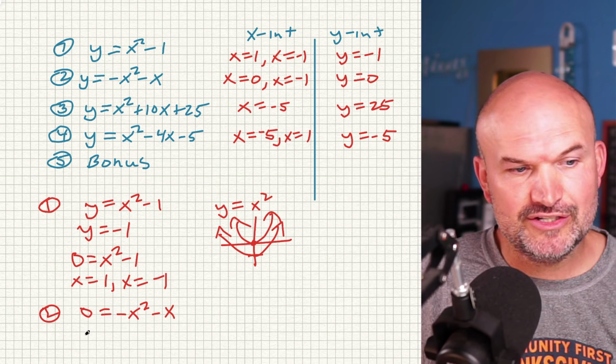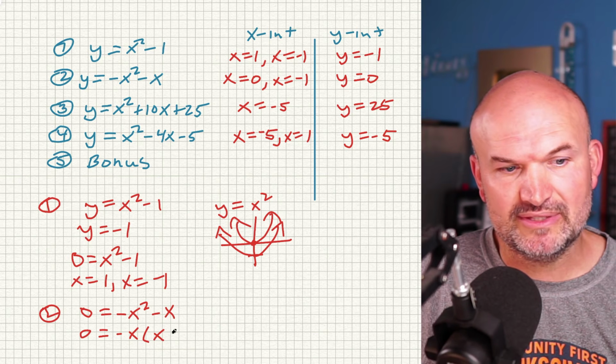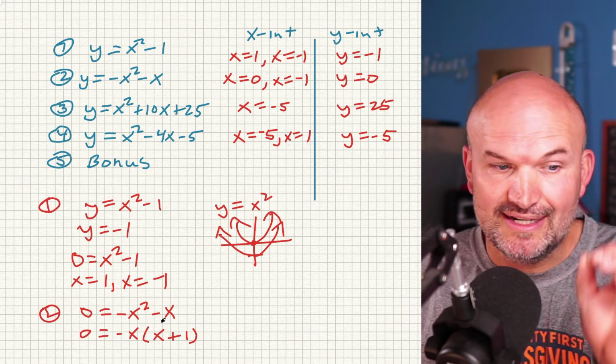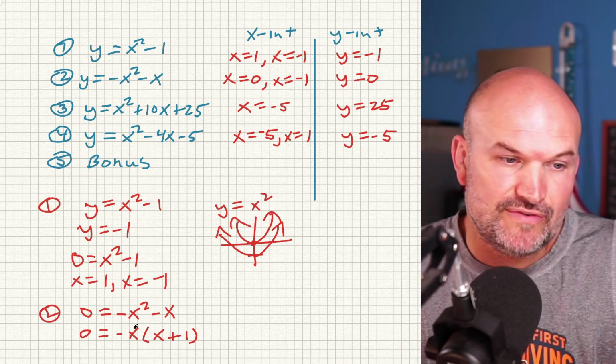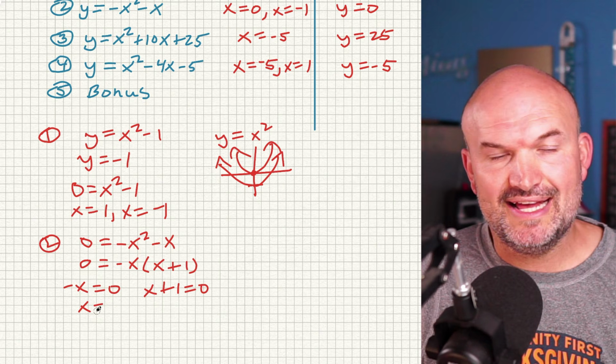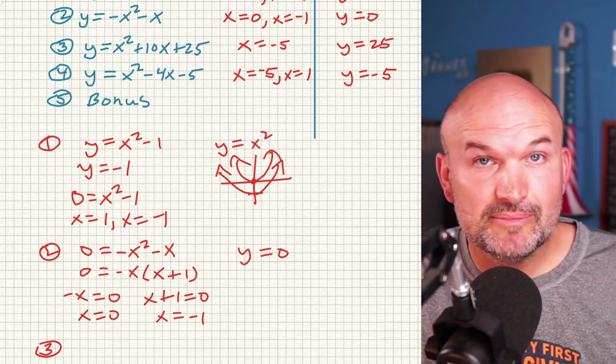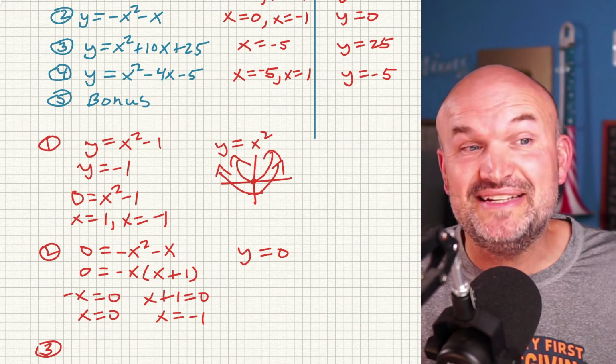And then in this case, what I can do here is factor out a -x, and that's going to give me an x plus 1. So again, now that I have a product of 2 factors equal to 0, I can set both of these equal to 0. So -x equals 0, and x plus 1 is equal to 0. Well, again, this is still just going to be x equals 0, and this is going to be x equals -1.